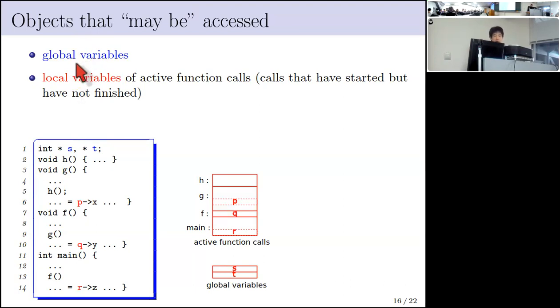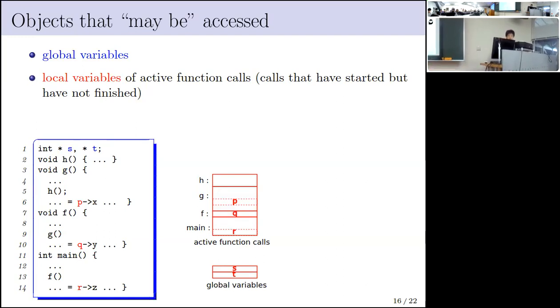In addition to global variables, we also assume that all local variables of currently active function calls may be used. Active function calls are function calls that have started already but have not finished yet. So all local variables of active function calls are assumed to be maybe used.